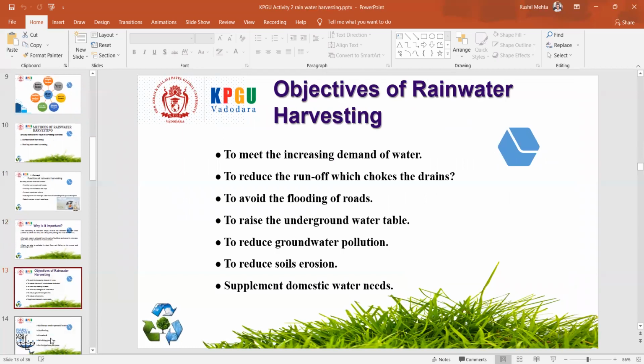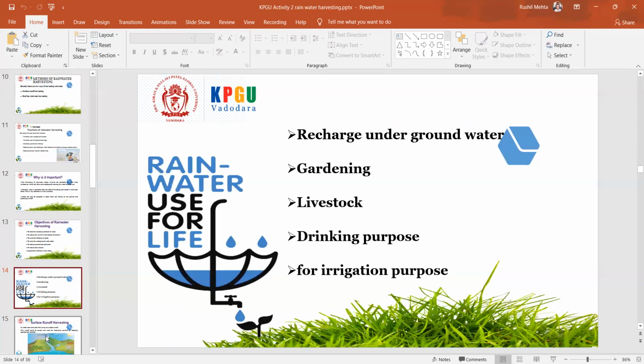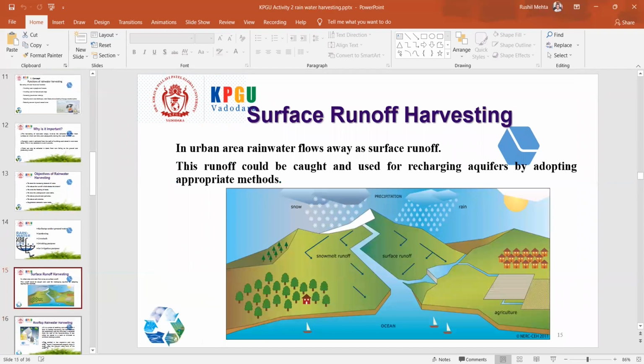Objectives are to meet the increasing demand for water, to reduce runoff, avoid flooding of roads, to raise the underground water table, to reduce underground pollution, to reduce soil erosion, supplement domestic water needs, etc. So how can we do it? The steps are: recharge the underground water. We can use it for gardening, livestock, drinking, irrigation, and many other purposes. This is called surface runoff harvesting.